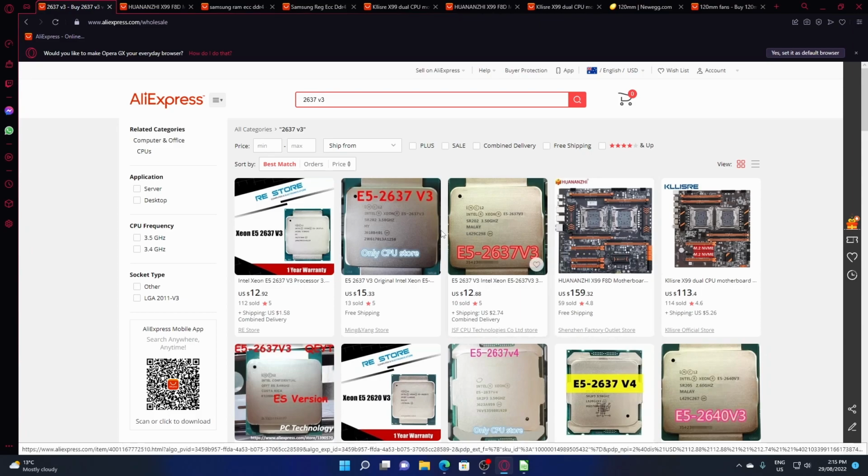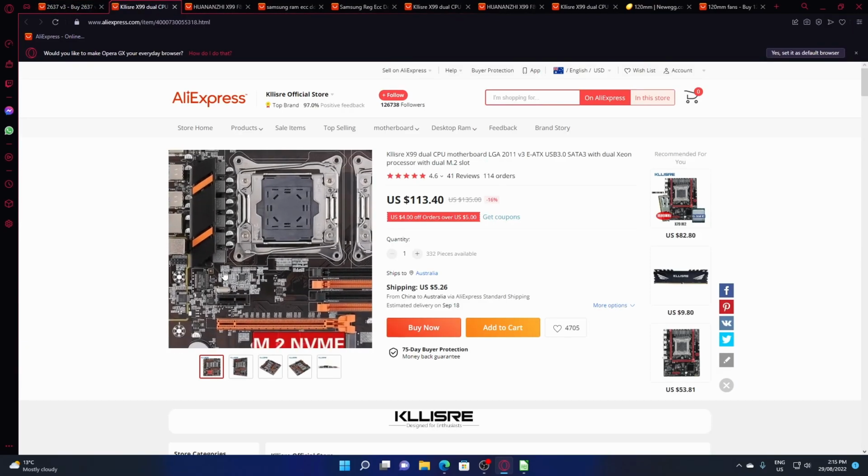Already I've decided we're going to go dual processors. So I've got the Huananzhi and the Kllisre. Yes, and you can guarantee that's the exact pronunciation of the two. I'm going to go with the Kllisre board because it's cheaper, but there are some drawbacks with this.